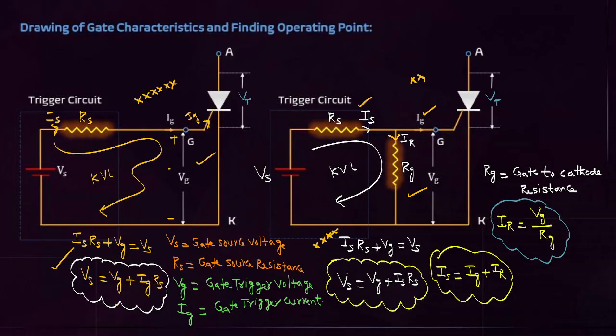Just a circuit theory concept. This is the DC triggering circuit that you have to consider. This is the gate characteristics and finding the operating point. For that reason, let's consider one SCR. For that SCR, the source voltage is equal to VG plus IG into RS. This is the case without any resistance between gate and cathode. If any resistance is connected, use this formula that you have to consider.